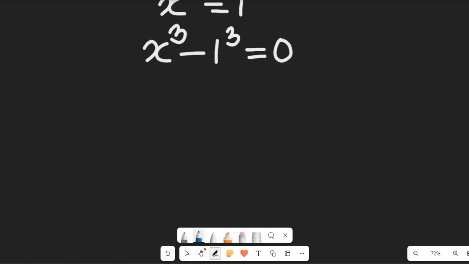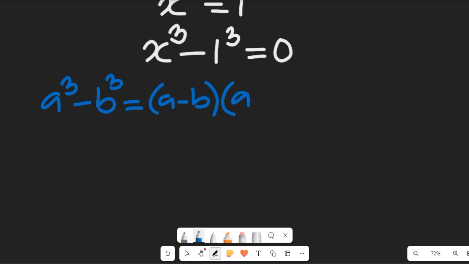Now recall this algebraic expression, that if I have a to the power of 3 minus b to the power of 3, according to this algebraic expression, this will give me the value of a minus b on one side, and then I'll have the first square, that is a squared, plus the first and the second, a multiplied by b, and the last, which is what?